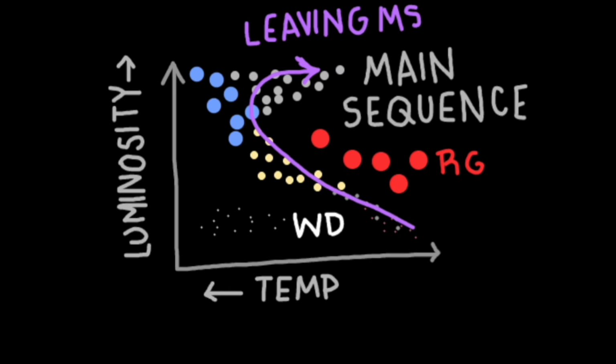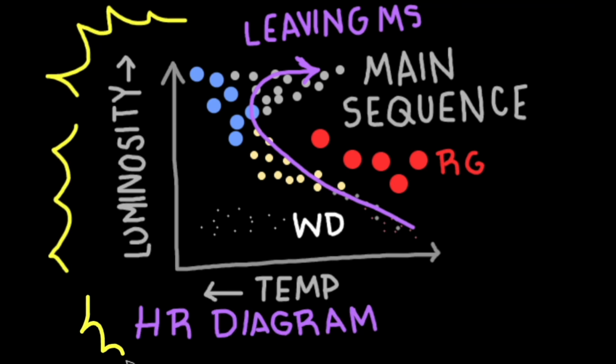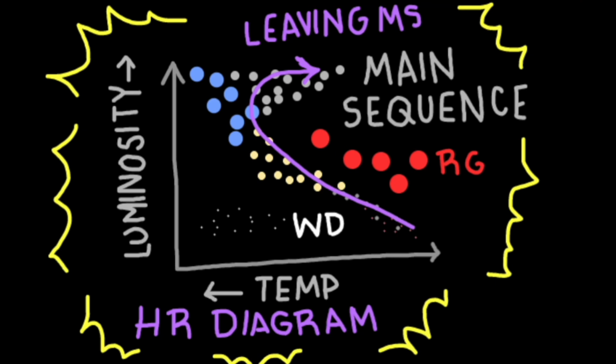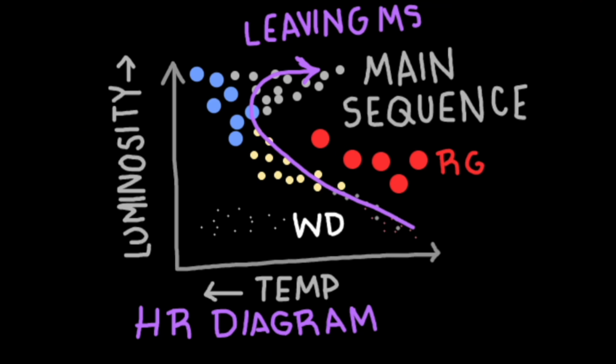We call this stellar portrait an HR diagram, after Hertzsprung-Russell. We'll break away from our betta fish analogy to discuss more characteristics of the HR diagram in the next video.